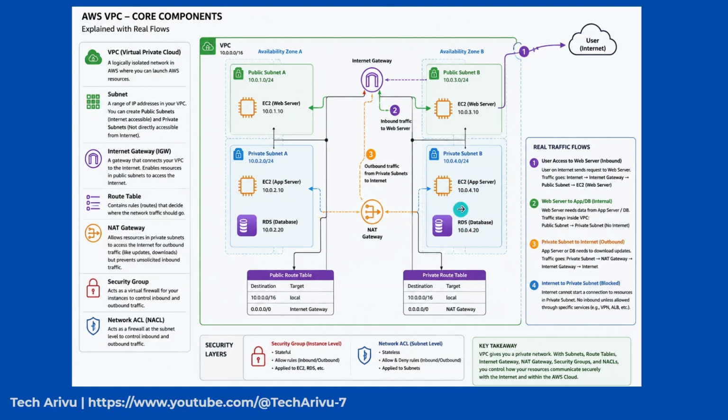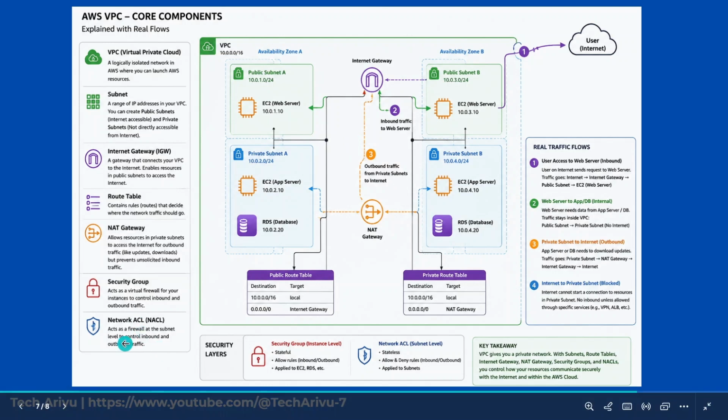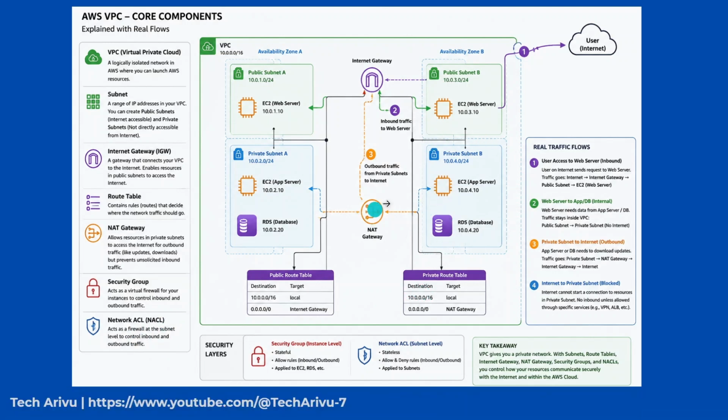Next comes the security group. Security group acts like a firewall for the instances. It controls who can enter and leave the server. Then there is a NACL, known as Network Access Control List. So this NACL works at the subnet level. Security group protects only the instances, but the NACL protects the entire subnet.